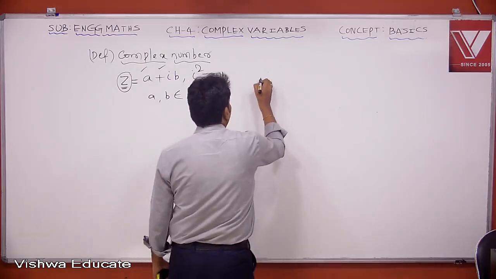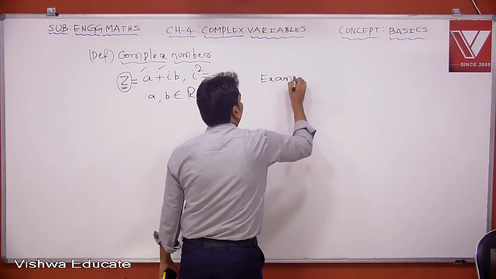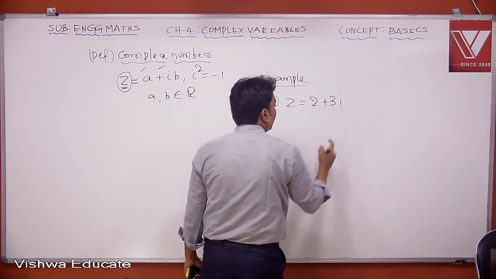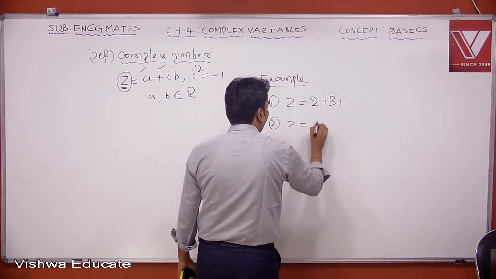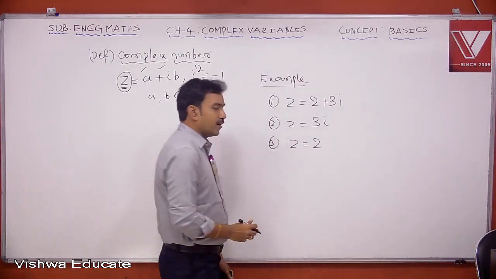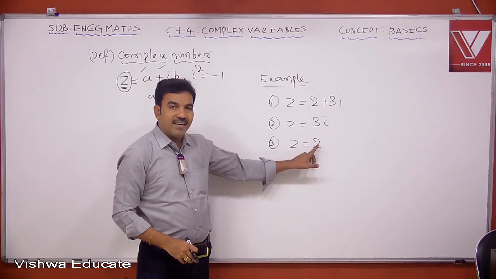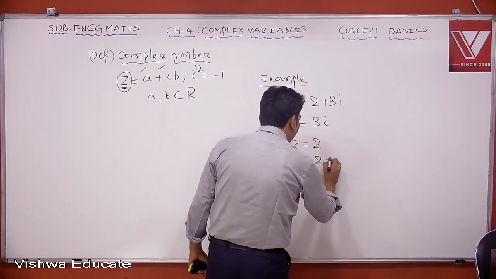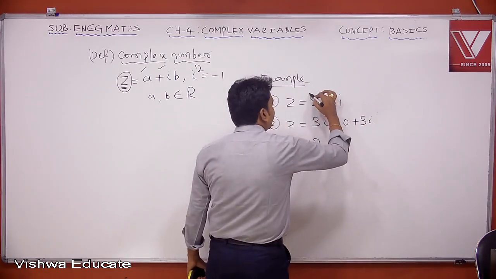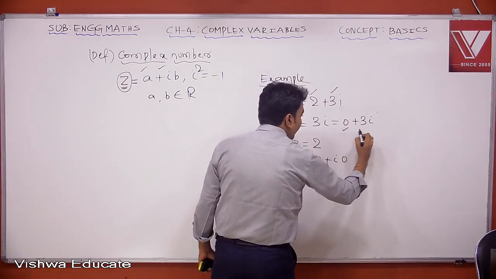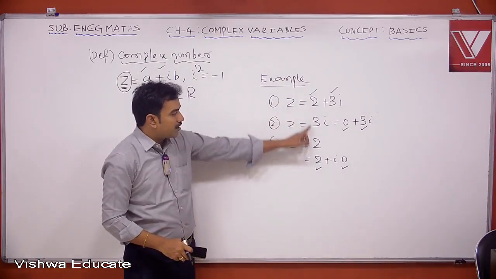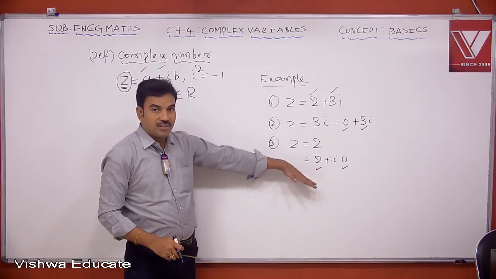Let us take an example. Suppose I have z equal to 2 plus 3i. This is one complex number. Suppose I have z equal to 3i. This is another complex number. And for example, z equal to 2. This is another complex number. Here this 2 I can write as 2 plus i0. This 3i I can write as 0 plus 3i. Now 0 is a real number, 3 is a real number, 2 is a real number. So in that case, all the three examples will be called complex numbers.